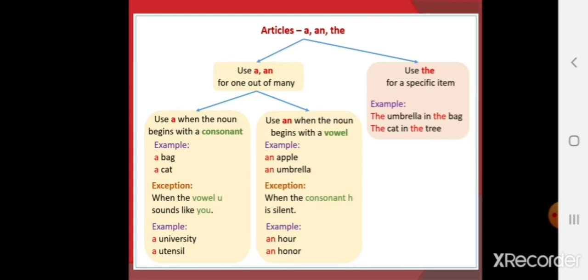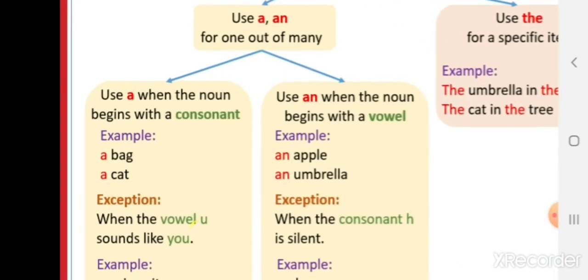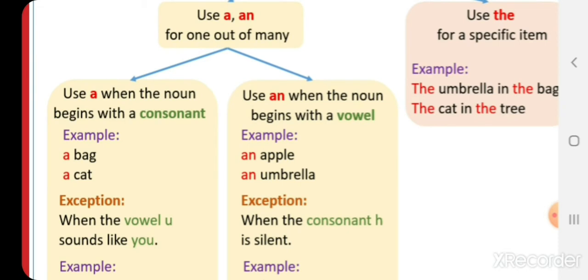So let's revise the use of a or an. Let's start with a. Use a when the noun begins with a consonant sound. Remember this thing. When the noun begins with a consonant sound, we use article a. For example, a bag, a cat, a kite.